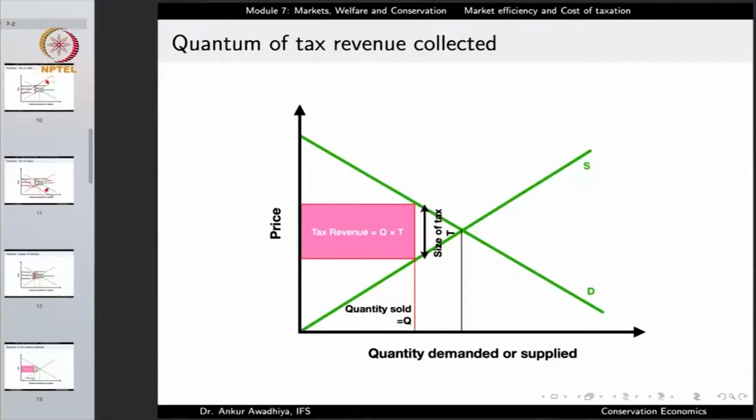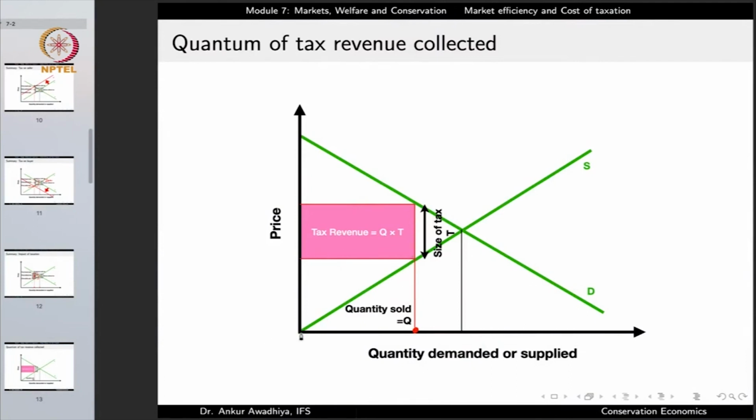So if one pen is sold and the size of the tax is 50 paise per pen, then the government gets the tax revenue of 50 paise. If two pens are sold, then the government gets 50 paise into 2, which is 100 paise or 1 rupee, and so on. So the quantum of the tax revenue that is collected is given by the quantity sold multiplied by the size of the tax.